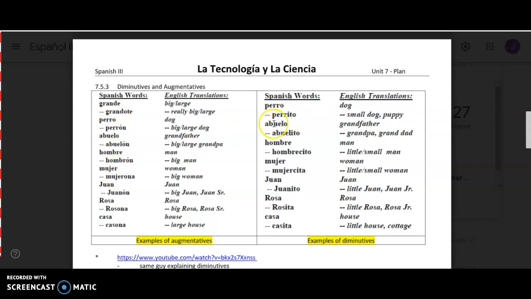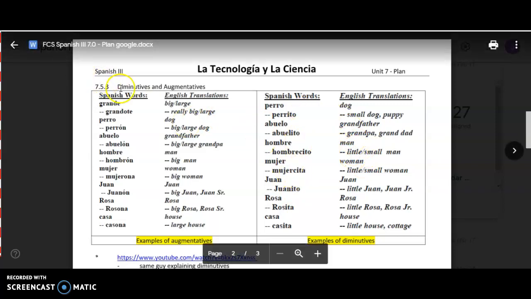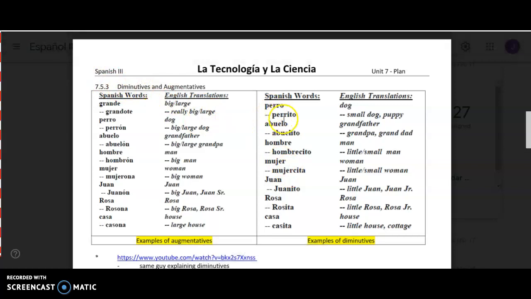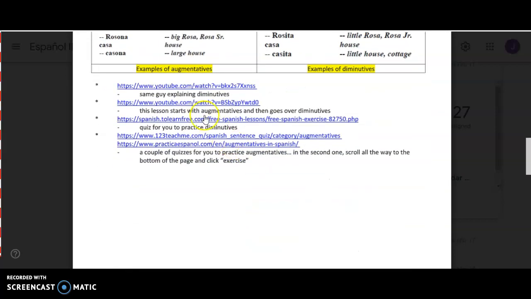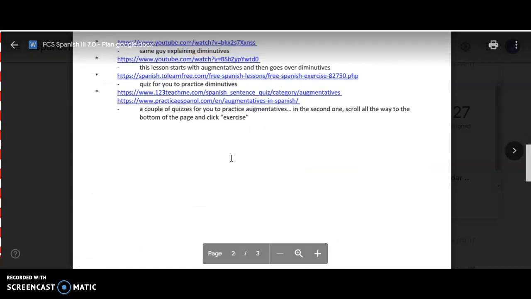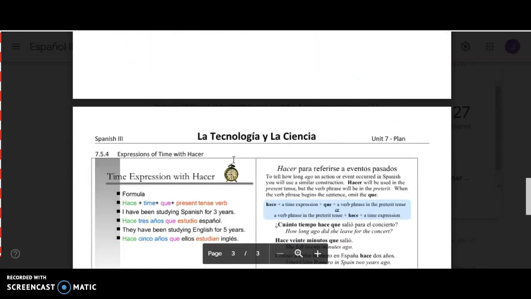So you've got the ote. There are different ways to make it bigger, to augment. That's what augmentative means. Augment means to make bigger. And then there are multiple ways to make it smaller, which is diminutive. So if it's a little bitty dog, it's a perrito. There are some videos on it, and then you've got some practices of how to augment or make things diminutive.